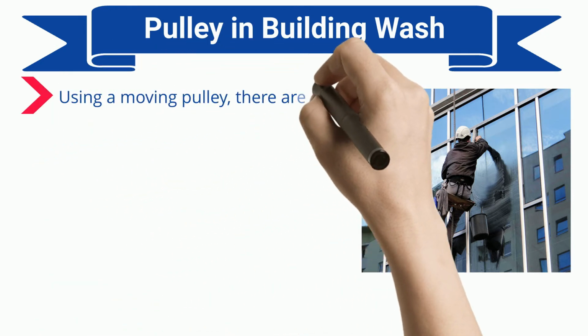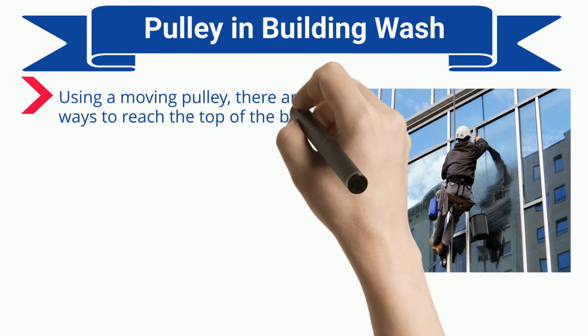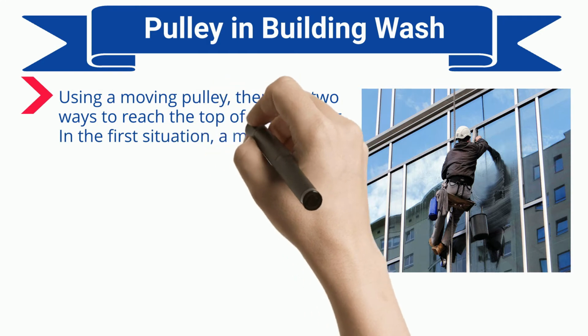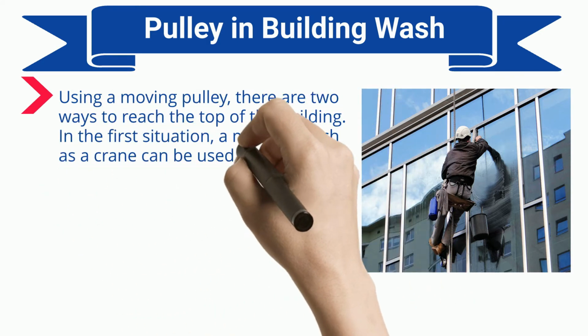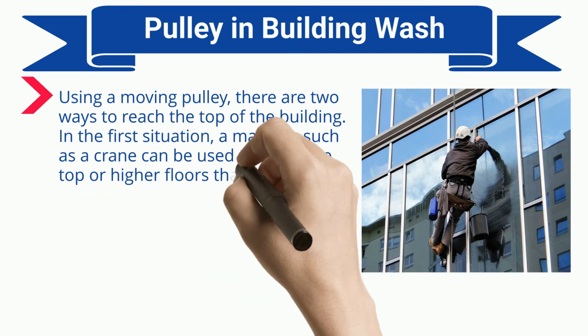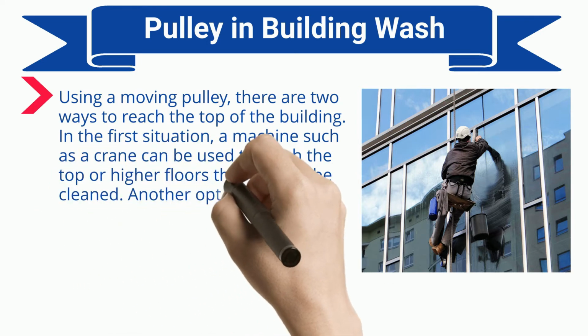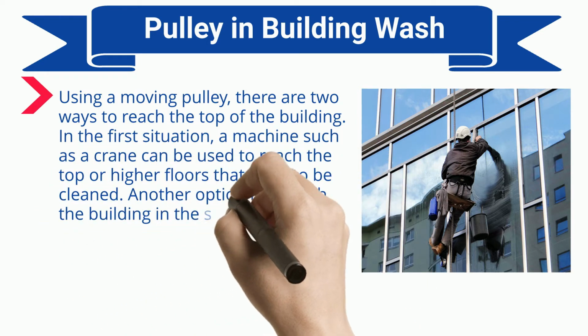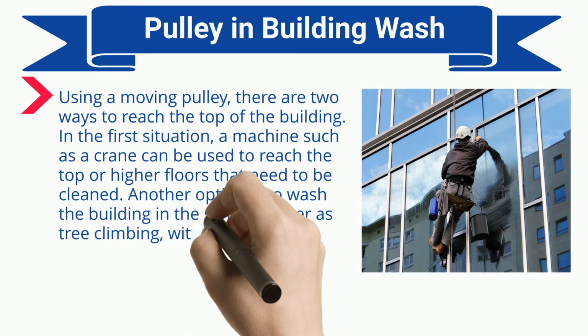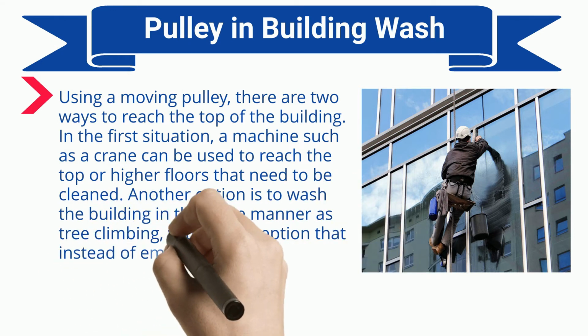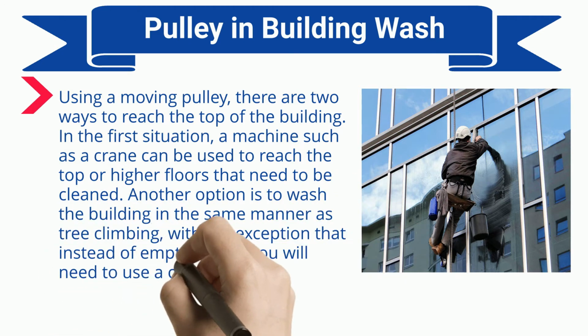Using a moving pulley, there are 2 ways to reach the top of the building. In the first situation, a machine such as a crane can be used to reach the top or higher floors that need to be cleaned. Another option is to wash the building in the same manner as tree climbing, with the exception that instead of empty hands, you will need to use a cleaner.